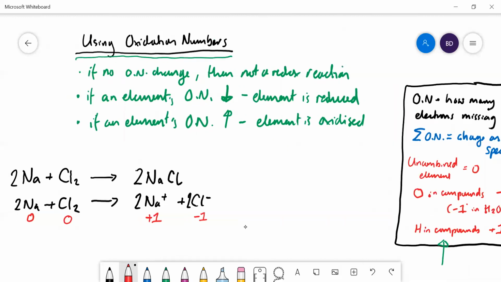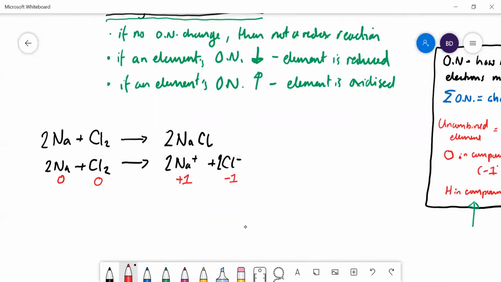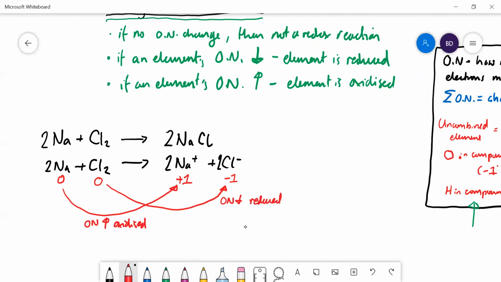Right, so we can see from our oxidation numbers that for sodium, the oxidation number has gone up, so it's oxidized. But we wouldn't really need oxidation numbers to work that out, because sodium has become a sodium ion. It's lost an electron. Oxidation is loss, OIL. And likewise here, the oxidation number has gone down, so chlorine has been reduced. But we can tell it's been reduced anyway because it has gained an electron. Reduction is gain.